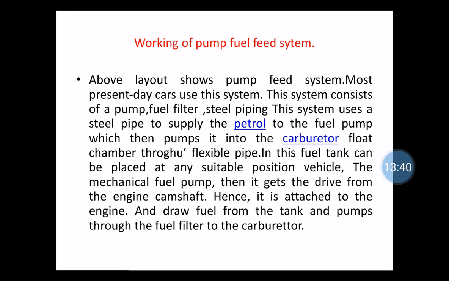The above layout shows the pump feed system. Most of the present cars use this system. This system consists of a pump, fuel filter, and steel piping. It uses a steel pipe to supply the petrol to the fuel pump, which then pumps it into the carburetor float chamber through a flexible pipe. In this, the fuel tank can be placed at any place. It is not necessary to place it above the carburetor as in the case of the gravity feed system.